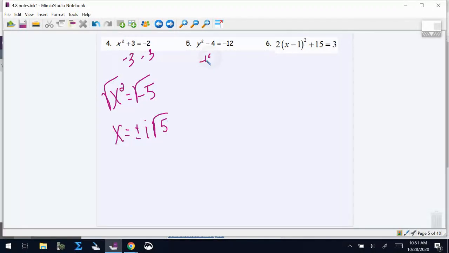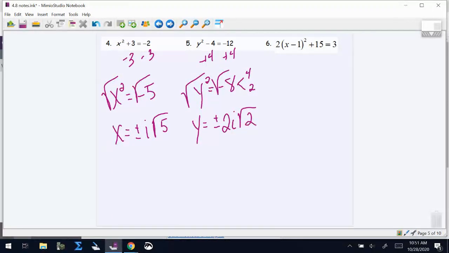Next one, we're going to add 4 to both sides. It does not matter that it's y squared instead of x squared. You're still going to do the same thing no matter what the variable is. Square root both sides to get rid of the squared. So we have y equals plus or minus. 8 is not a perfect square, but it can be broken down into 4 times 2. The square root of 4 is 2. We have to include an i because of the negative, and with the 8, we still have a root 2. So plus or minus 2i root 2.